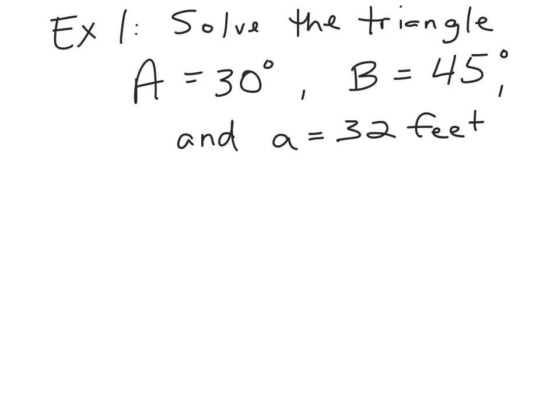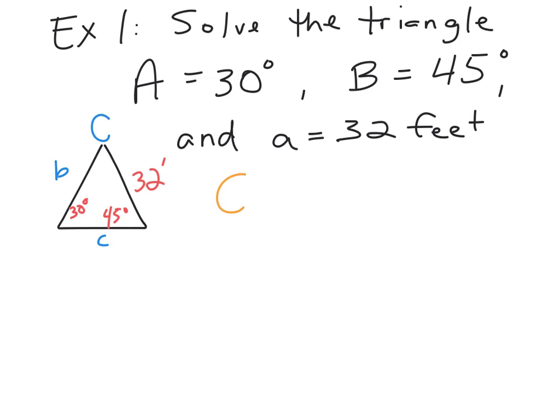Okay, so for our example, we're going to solve a triangle whose angle A is 30 degrees, angle B is 45 degrees, and side A has a measure of 32 feet. So that leaves us with three things that we need to find. We need to find angle C, side C, and side B. So we can do that in almost any order. Personally, I like to find angle C first because that's the easiest calculation that we're going to have to deal with here.